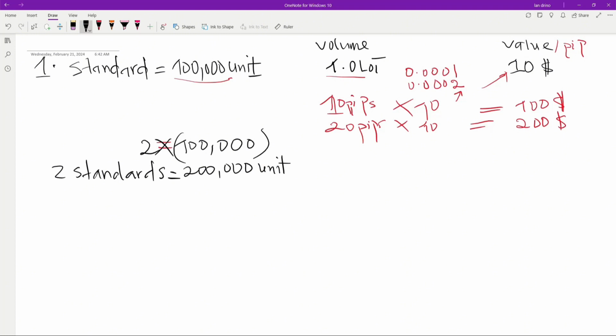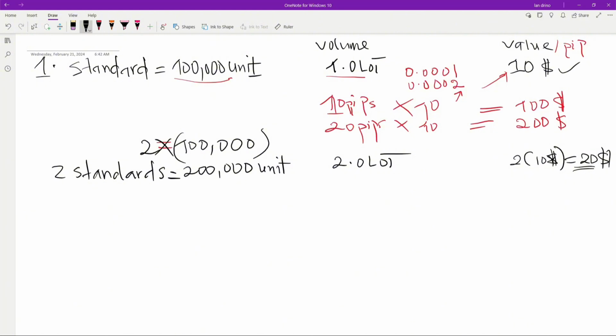Now, what is going to be the volume? If one standard is equivalent to 1.0 lot, 2 standards will be equivalent to 2.0 lots. I hope it is clear. Now, for one standard, the value per pip is $10. If you are controlling 2 standards, what's going to be the value per pip? 2 times the value per pip for one standard, which is 2 times $10. So the value per pip for 2 standard lots is equivalent to $20. So every time the market moves by just a single pip, you are going to be making $20 instantly.